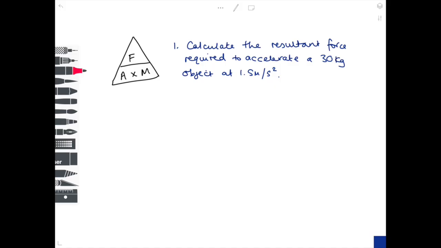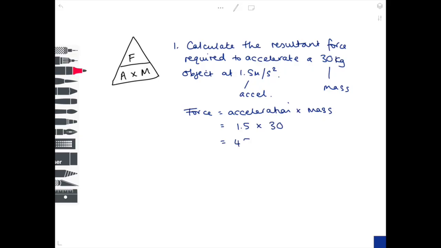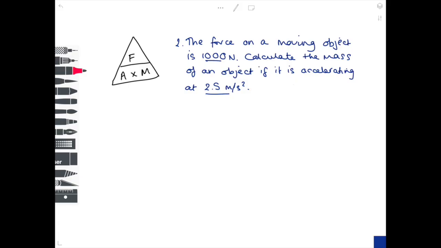So in this question we're calculating the resultant force required to accelerate a 30 kilogram object at 1.5 meters per second squared. So we have mass, we have acceleration, we're looking for force, so force equals acceleration times mass. It's a simple expedient of substituting in those values, so 1.5 times 30, which gives you a value of 45 newtons.